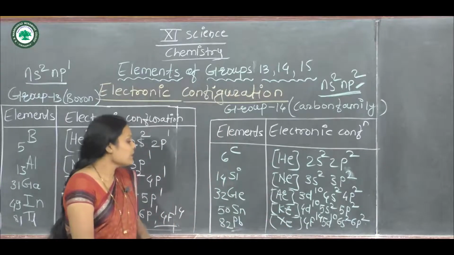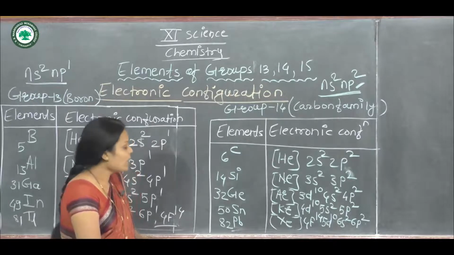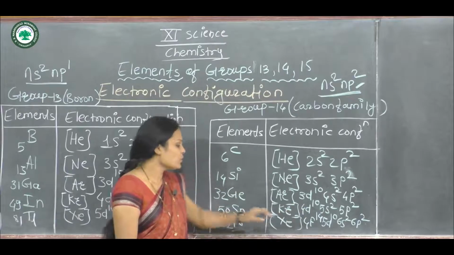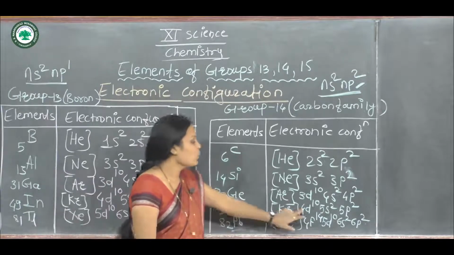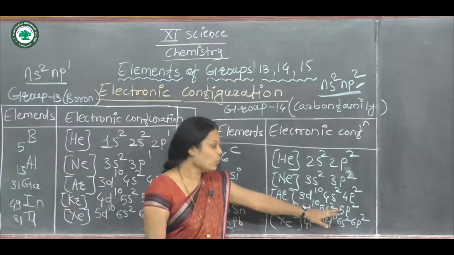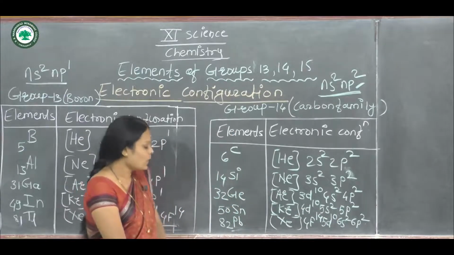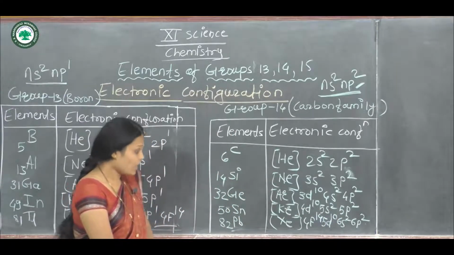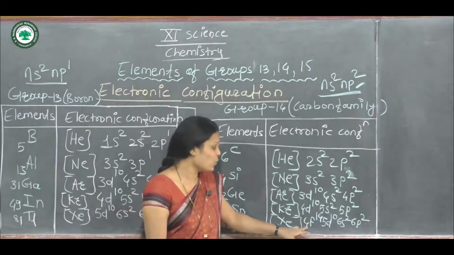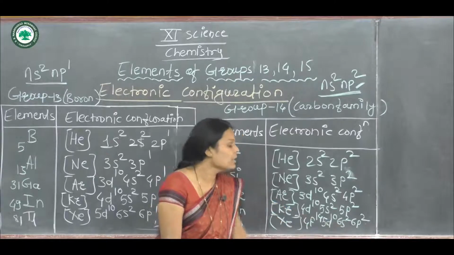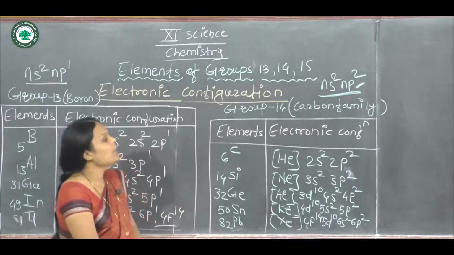Now the next element is tin. Its atomic number is 50, and its electronic configuration is 4d10, 5s2 and 5p2. Now the last element is lead. Its atomic number is 82 and its electronic configuration is 4f14, 5d10, 6s2 and 6p2. This is the carbon family.